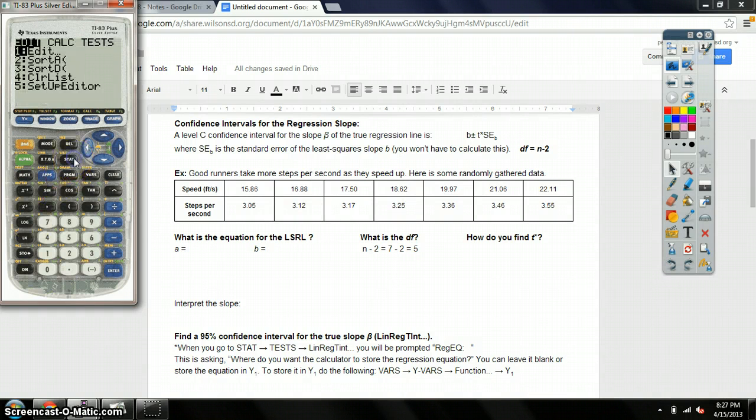Now remember, we go to Stat, we go over to Calc, we come down here to number 8, which is linear regression a plus bx. Okay, and here it should say x list, y list, so you should enter in your speed for your x list and your steps per second for your y list. Remember, your x list is always your explanatory variable, y list is always your response variable. So we hit it here, it gives us a and b. Yours should give you r squared and r. So a is 1.77, b is about 0.08.